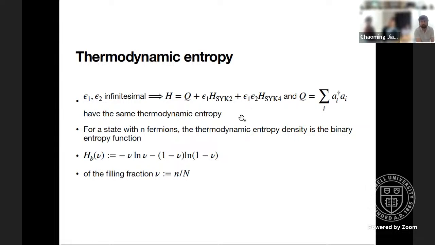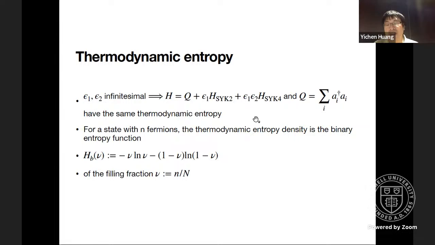So that's because the time evolution operator is e to the minus iHt. So eventually we have t times epsilon 1 times epsilon 2 times SYK4. So as long as t times epsilon 1 and epsilon 2 is in some sense an order 1 quantity, then this cannot be neglected. I see. Okay.